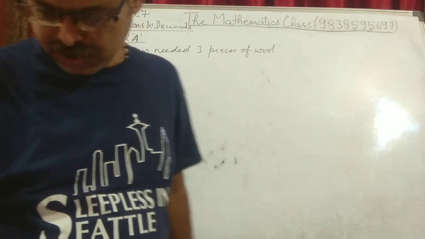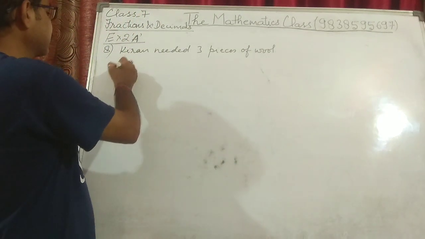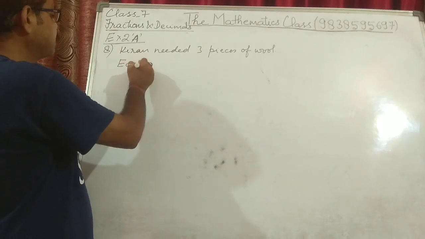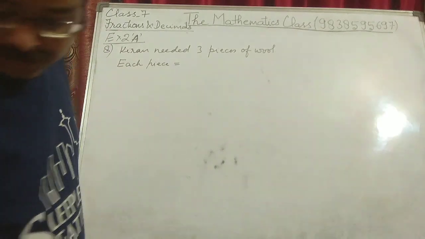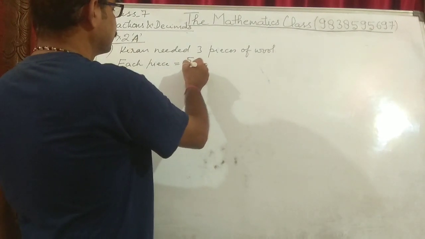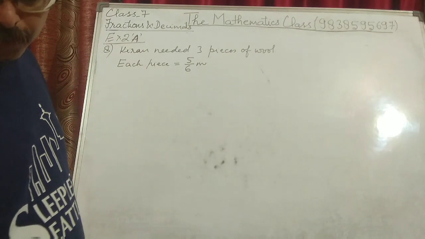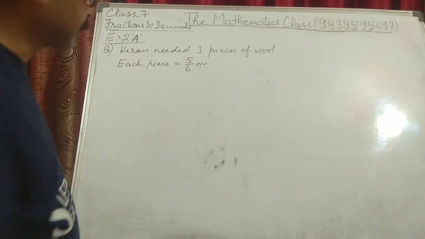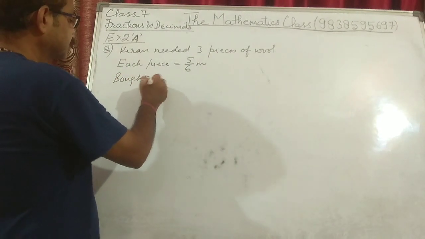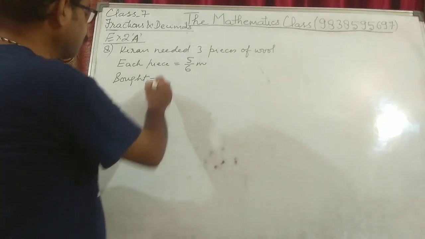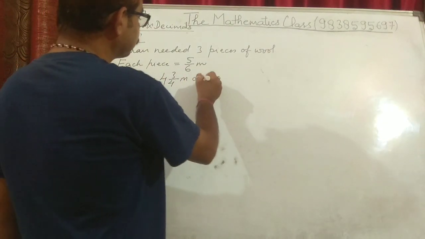For a stocking she was knitting. Each piece had to be 5 upon 6 meters in length. Now each piece is how much? 5 upon 6 meters. 6 meters in length. If she bought 4 whole 3 upon 4 meters, she bought how much? She bought 4 whole 3 upon 4 meters of wool.